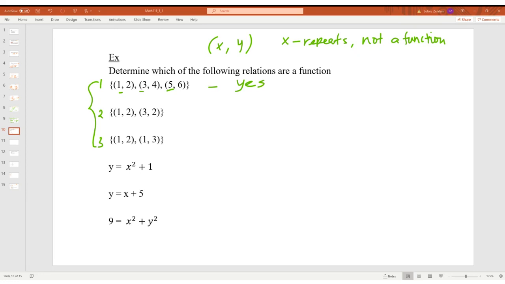The y doesn't matter. We don't look at the y value. Good question, Norma. We look at only the x value. So if x repeats, that's not a function. We don't worry about the y value, only the x value, only the input.